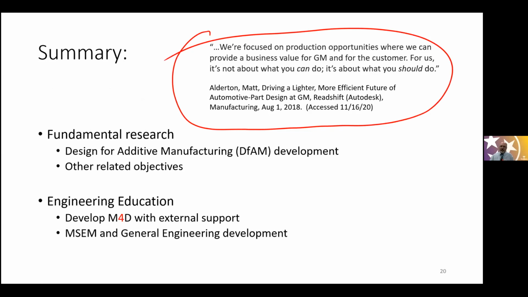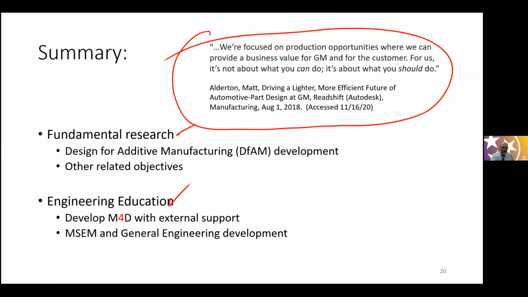And then this last one's excellent. For us, it's not about what you can do. It's about what you should do. And so that relates to design for additive manufacturing the way I see it in the system development side. The part of the development process is evaluate whether you should do it before you actually do it. So in summary, I talked about my fundamental research ideas I'd like to do, and then engineering education, and what I'd like to do as well, a little bit on the research side and implementation.